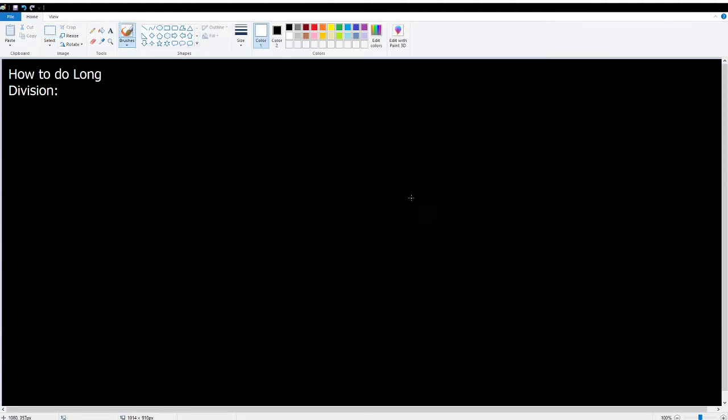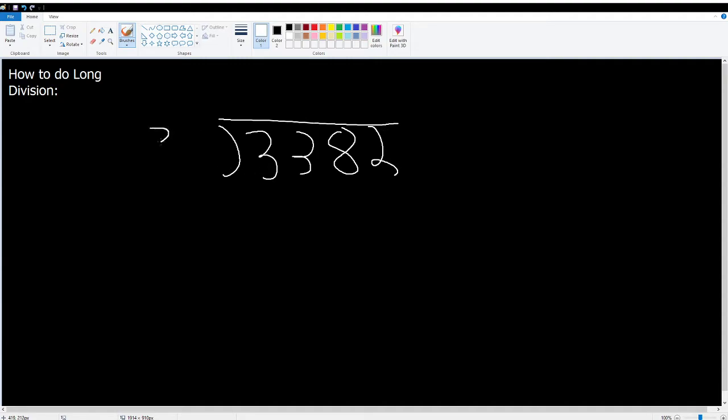All right, next one we have 3,382 divided by 38. Okay. So this one's a little bit more difficult, right? So we see that 38 doesn't go into 3, it doesn't go into 33. So we've got to do 338, right? So when it doesn't go into the 2 digits, you've got to keep moving on to the 3 digits, right? One at a time. So 38 goes into 338 how many times?